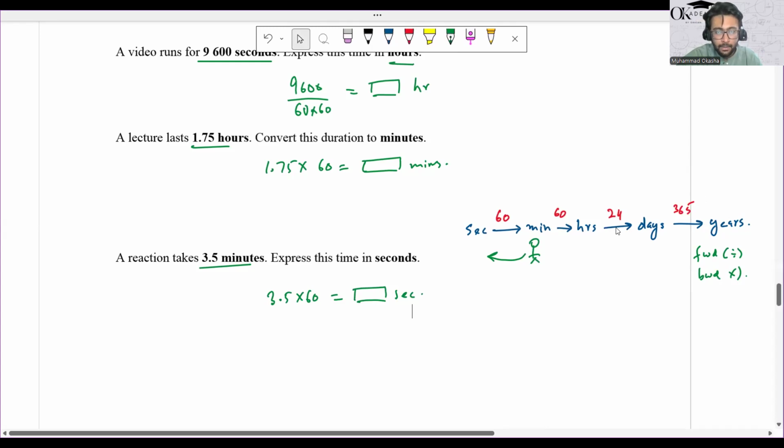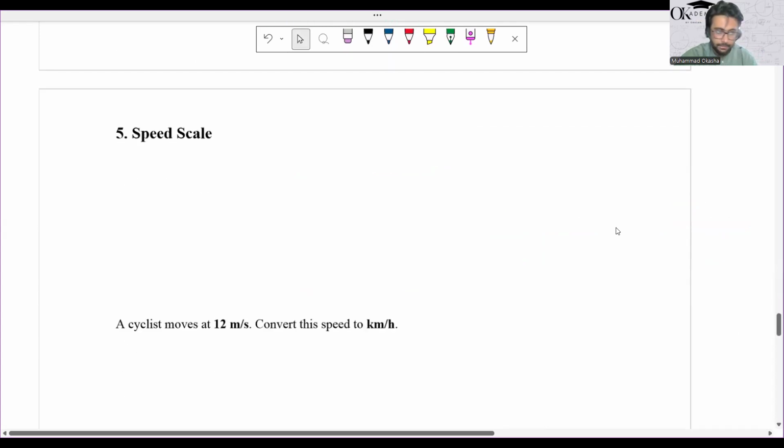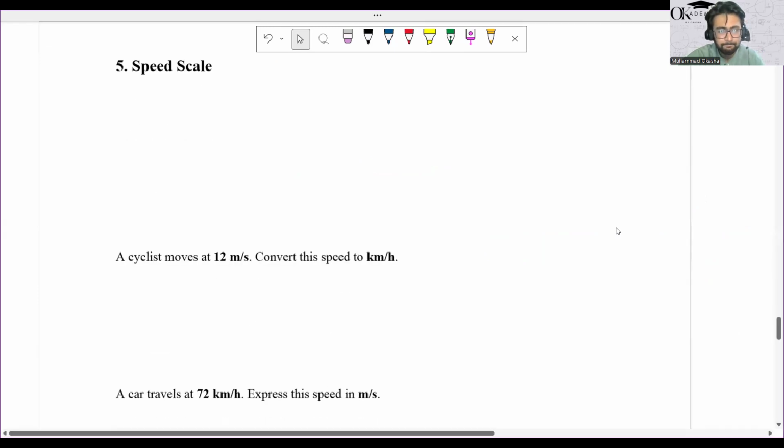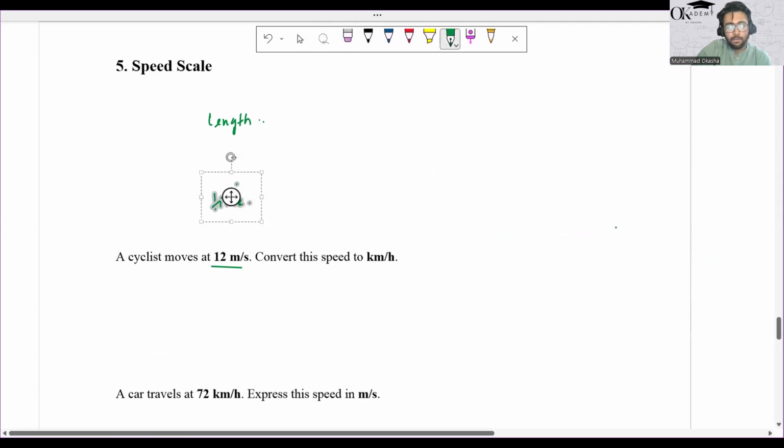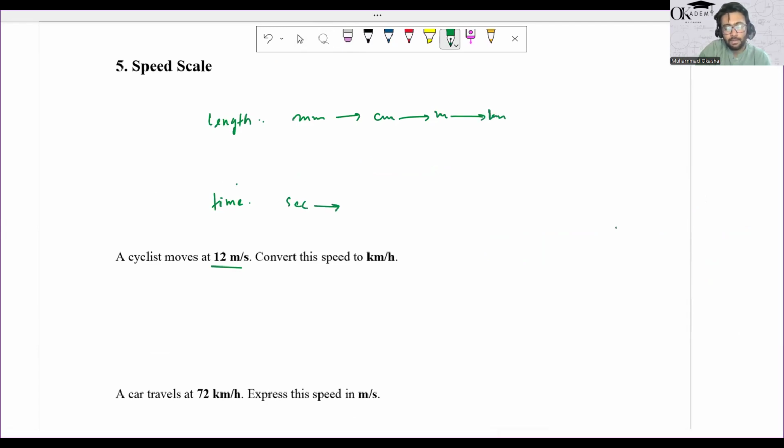Okay. Right, next, speed. Speed is interesting. So speed requires some multi-step calculation, so you have to be very careful here. For speed, we will use the length scale and the time scale, both, very, very carefully. So we know, one more time, for length, the scales are millimeter, centimeter, meter, kilometer, and for time, we know that it's second, minute, hour. Okay, I'll stop here.